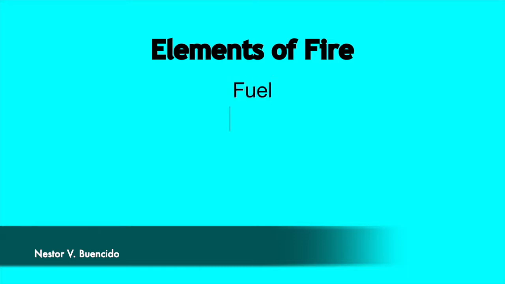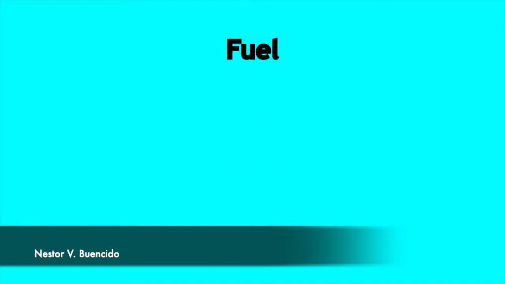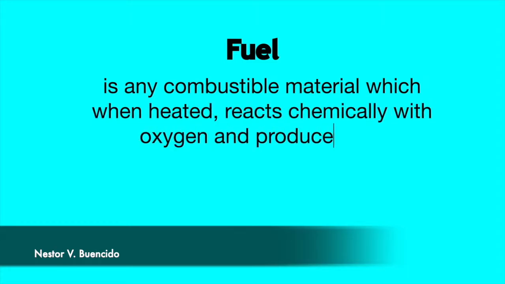Elements of fire are fuel, heat, oxygen, chain reaction. These four elements are a combination to ignite and sustain a fire. Removing fuel or heat or oxygen, the chain reaction stops and the fire is extinguished. Fuel is any combustible material which, when heated, reacts chemically with oxygen and produces fire. This can be papers, clothes, woods, gasoline to run a car, a coal to run a power plant, etc., etc.